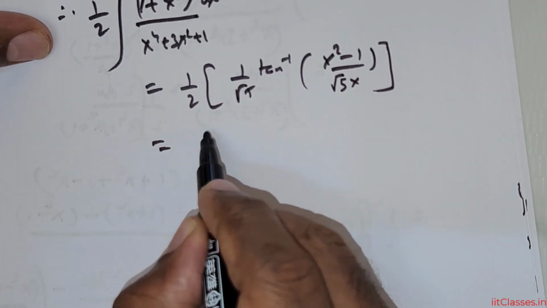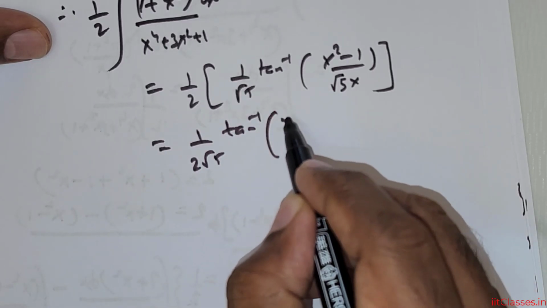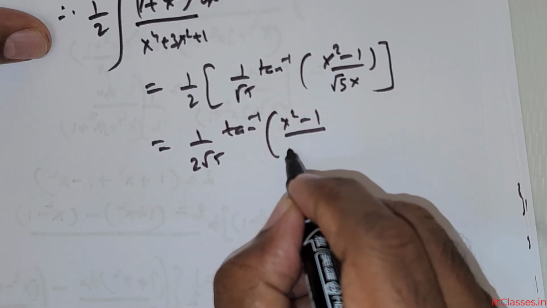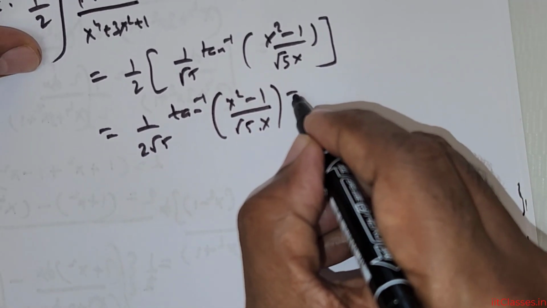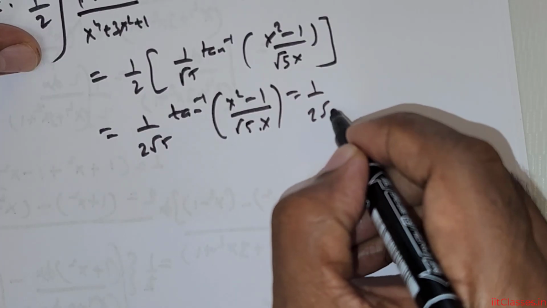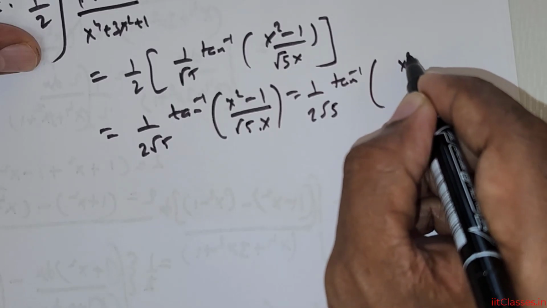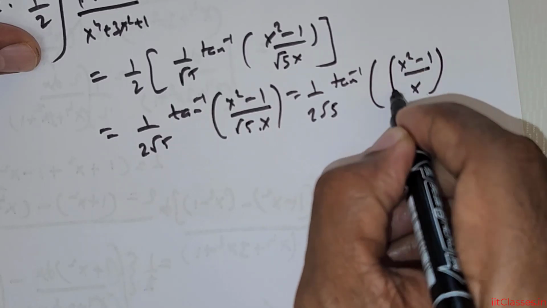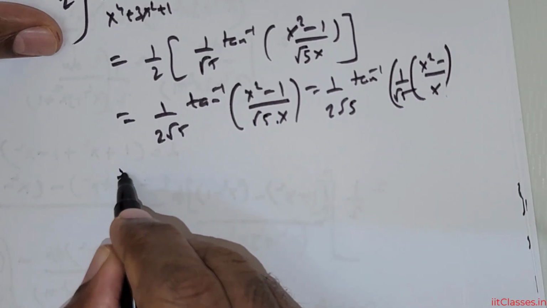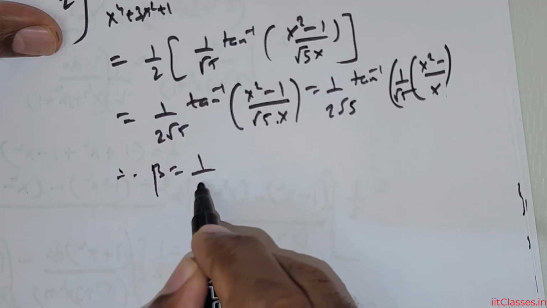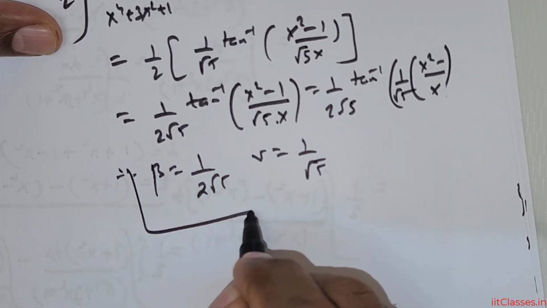Okay, this is going to be 1 over 2 times root 5 tan inverse of (x squared minus 1) over root 5 times x. Of course, I wrote it like this, 2 times 1 over 2 times root 5 tan inverse of (x squared minus 1) over x. This is one component multiplied with root of 5. So therefore the value of beta is going to be 1 over 2 times root 5. The value of gamma is 1 over root 5.